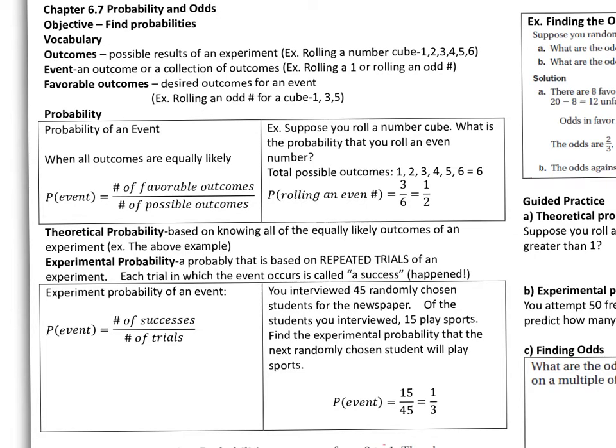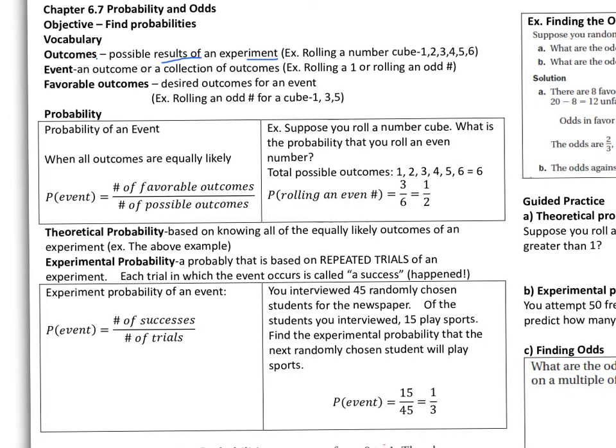6.7. Probability and odds. The objective of this lesson is to find probabilities, which just means the likeliness of an event occurring. Okay, so the vocabulary words. Outcomes. The word outcome just means all the possible results of an experiment. For example, if I roll a number cube, I would get 1, 2, 3, 4, 5, or 6. These are all the possible results.